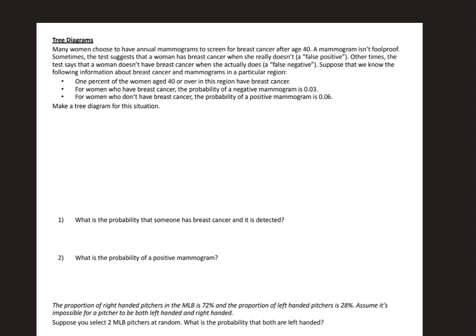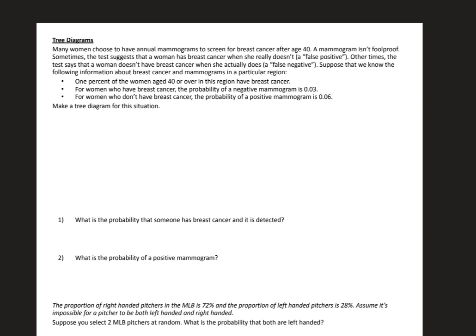So in this situation, it gives us a few facts. It says 1% of women aged 40 or over in this region has breast cancer. And then it says for women who have breast cancer, the probability of a negative mammogram is 0.03. For women who don't have breast cancer, the probability of a positive mammogram is 0.06. Make a tree diagram for the situation.